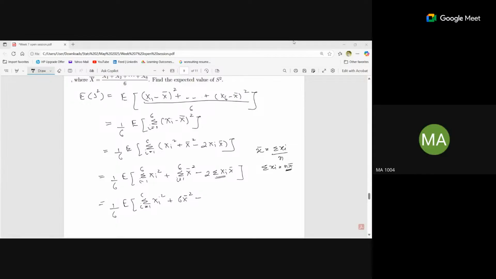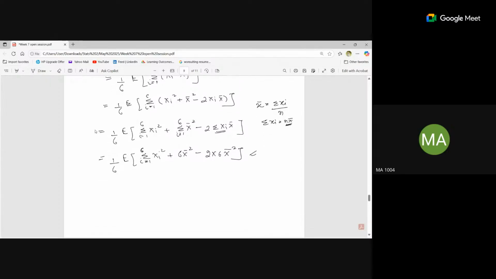Okay. So now, summation of xi square plus 6x bar square minus. In place of summation of xi, I can write nx bar, which gives 2 into 6 x bar square. Is this step clear?